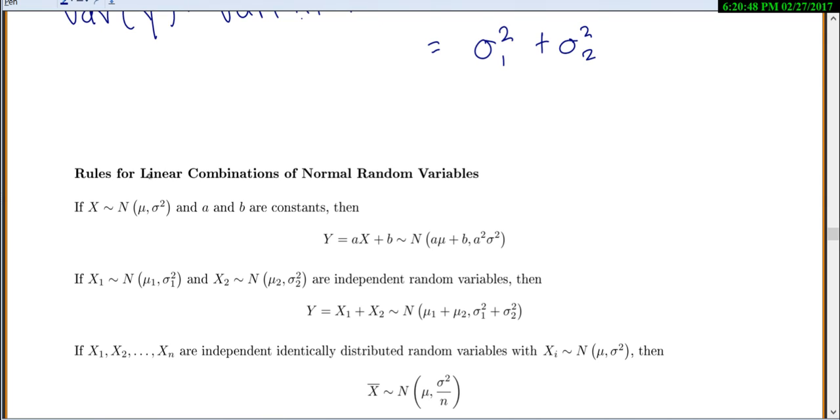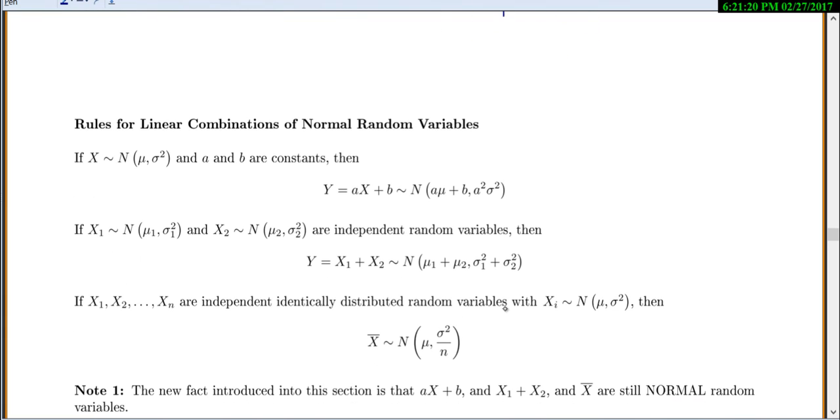So now we have our official rules for linear combinations of normal random variables. So it tells us if x is normally distributed, a and b are constants, then if you have y, which is equal to ax plus b, it will be distributed normally with a mean of a mu plus b and a variance of a squared sigma squared. So that's just what we came up with up above. And if you're adding two random variables, then it will still be normally distributed. You add the averages, add the variances. And do you remember back in 2.6 we had one more formula for the average? So x bar is distributed normally with the mean mu and sigma squared over n.